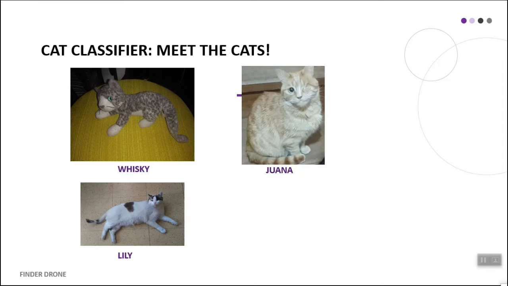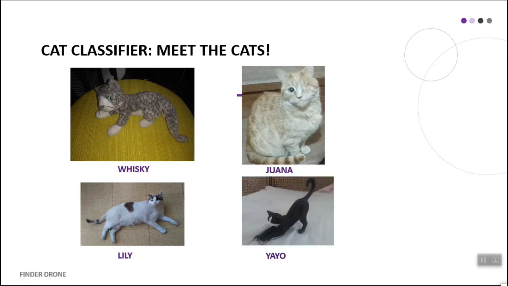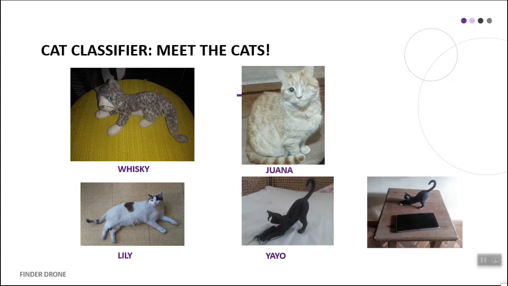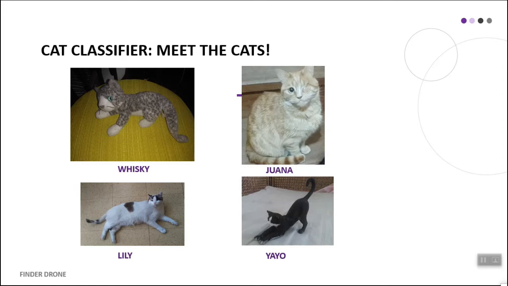Then we have Lily. This is another cat. She loves to sleep. Well, every cat loves to sleep. And finally we have Yayo. Yayo is also a toy cat. It's a replica. He was the last to enter the equation, for some reasons. He's a replica, but unfortunately he's very small, smaller than a cell phone. These are the cats, so we are going to train our classifier for these 4 cats.